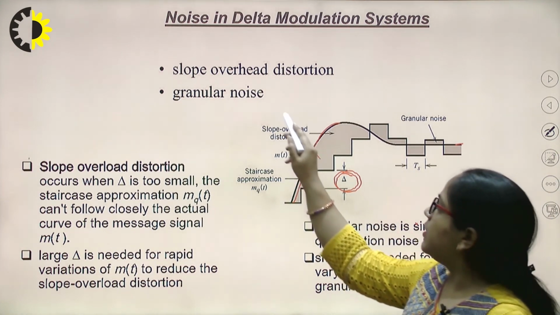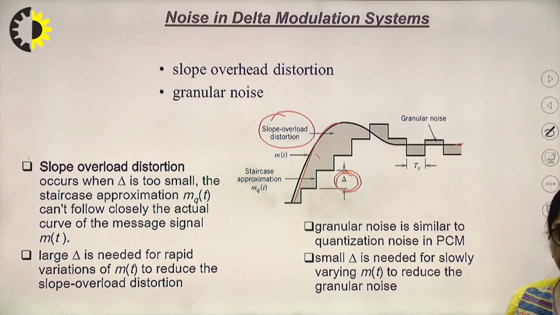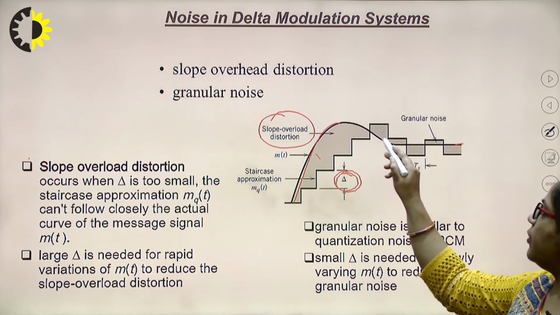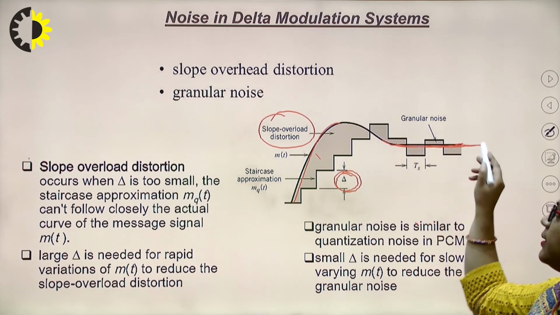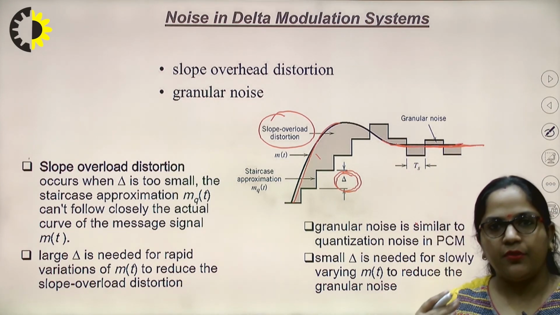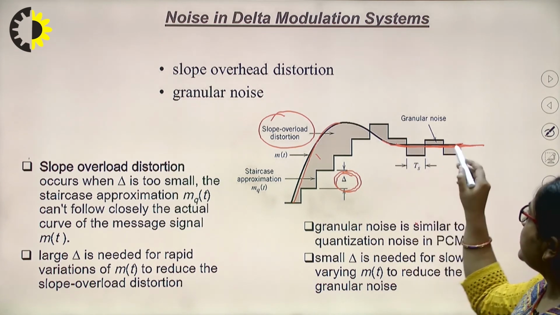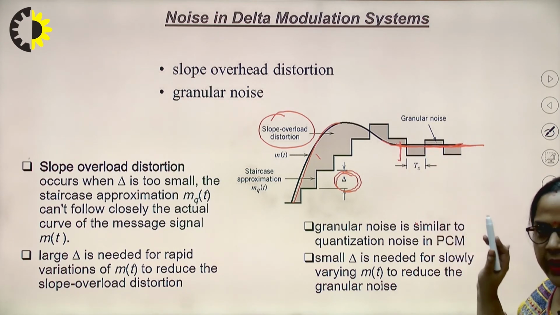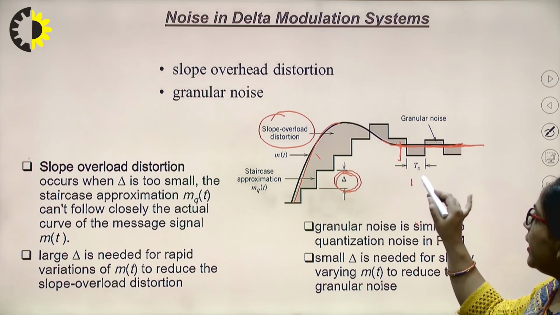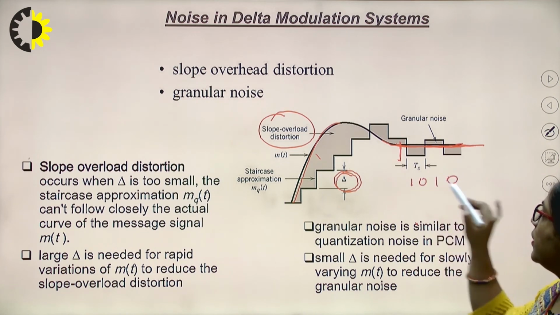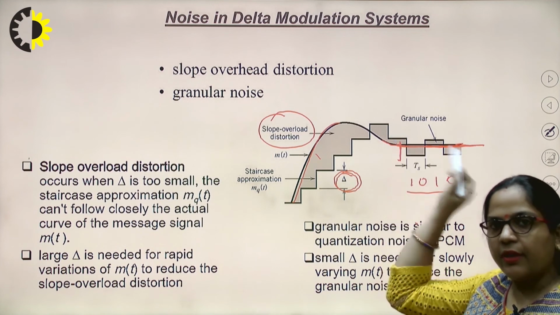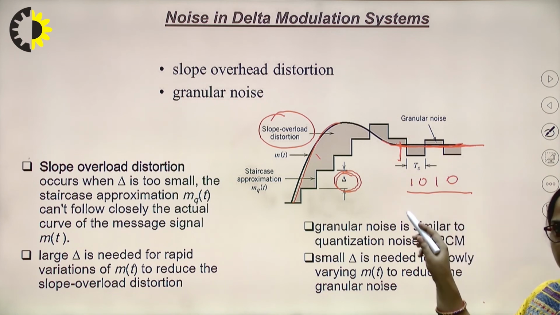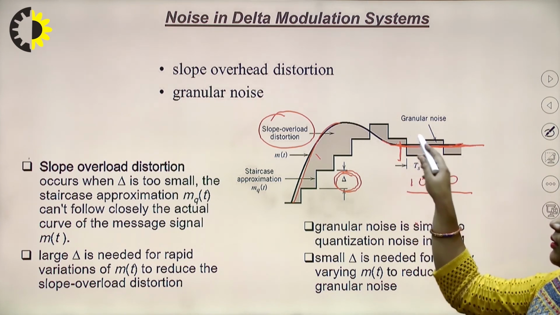This is called a slope overload distortion. Now, if we have considered the step size too large, consider this particular portion where the information content is constant, there is no variation in the information, but we have considered the step size too large, then it will keep crossing the information. That means we will keep on getting variation in the output. The output should remain constant as our information is also not varying, but we will get variation in the output from the delta modulator because of large step size.